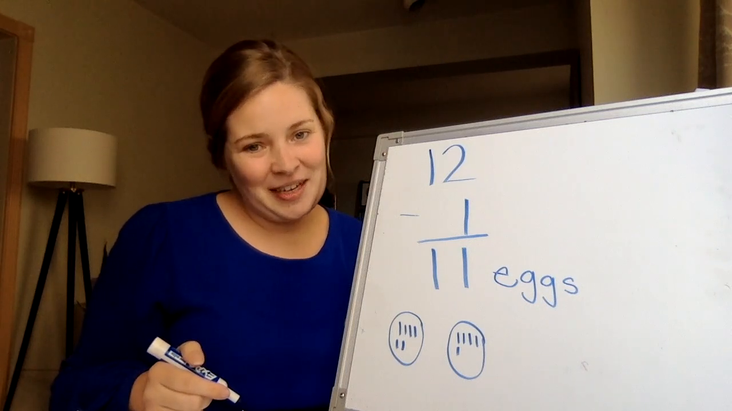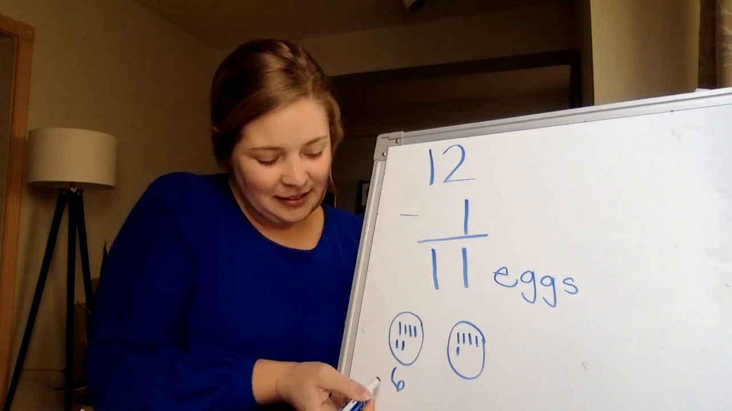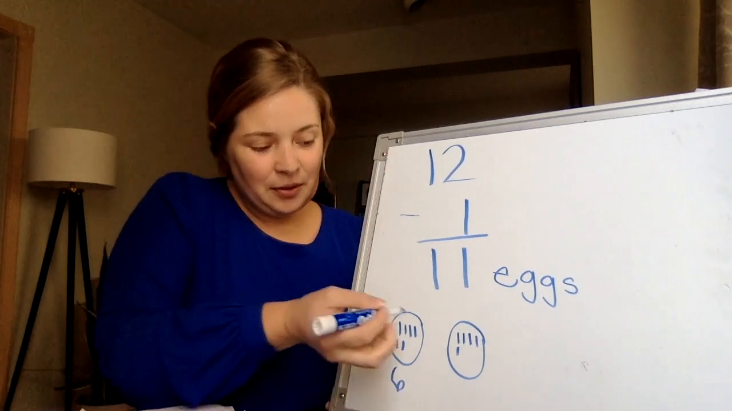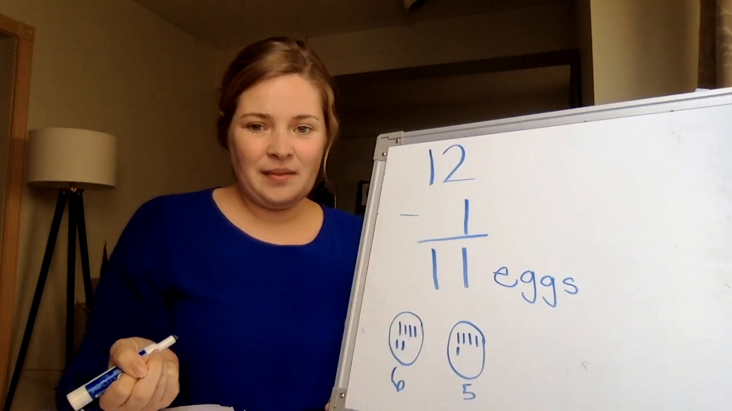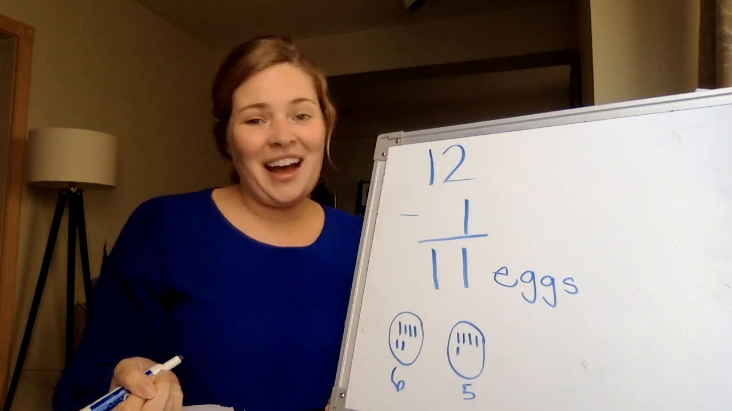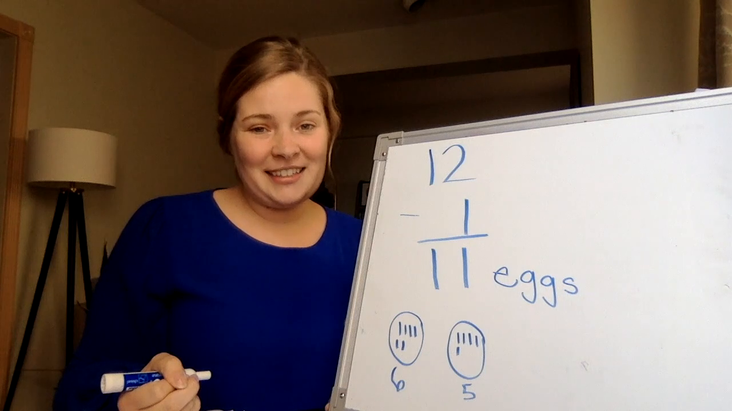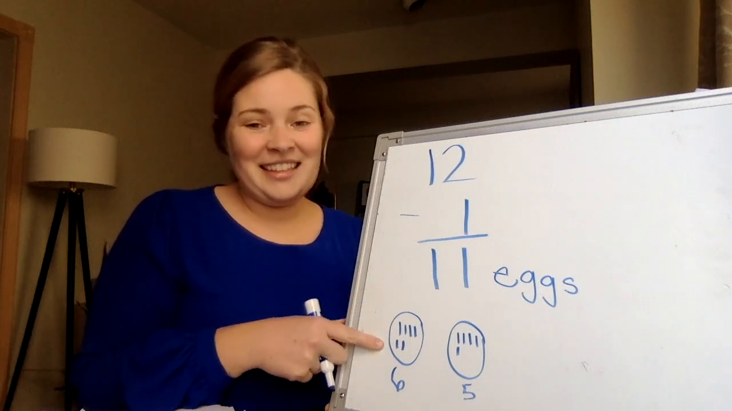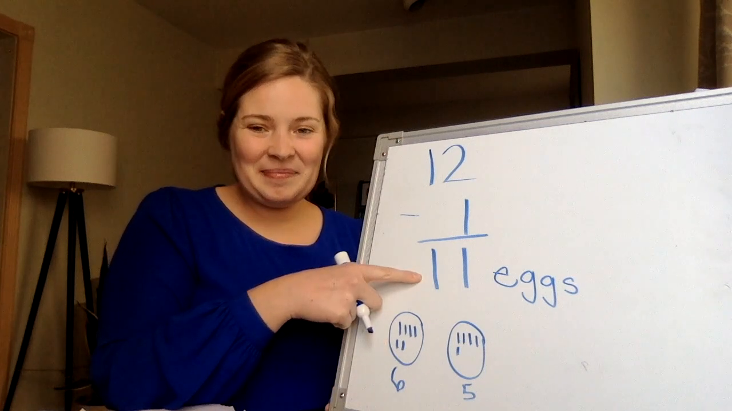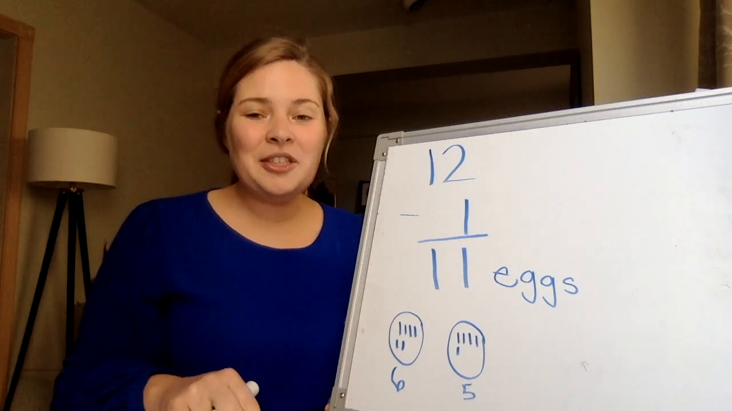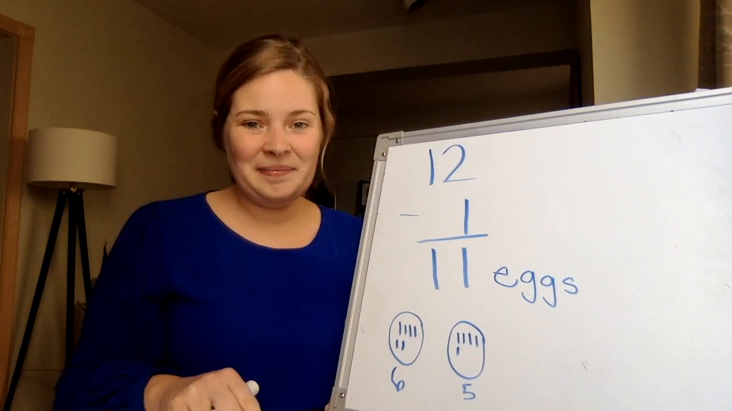My groups are not even. This group has 6. This group has 5. Because they are not even, I cannot make a doubles fact. Because I cannot make a doubles fact, I know that this is not even. This is odd. The amount that Joanna's mom has left is odd. Good work.